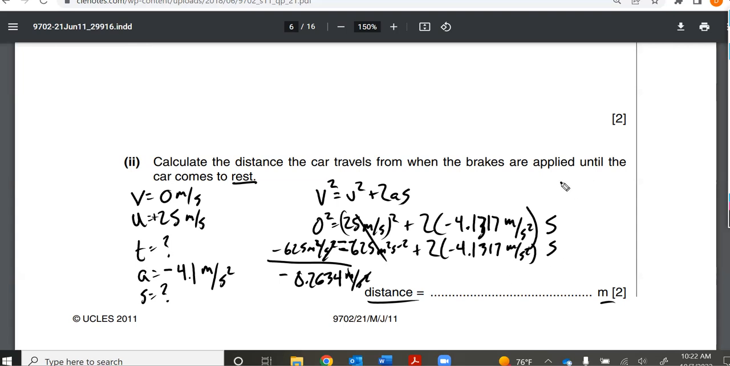So the calculator value that we get is 75.6, and what will we round that to? 76 meters, thereabouts. So this car comes to rest after 76 meters of distance.